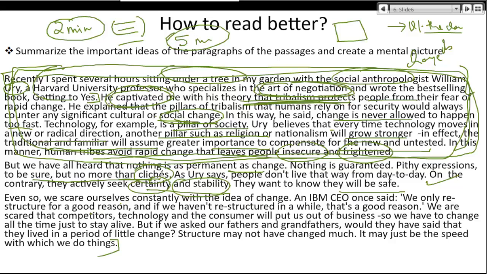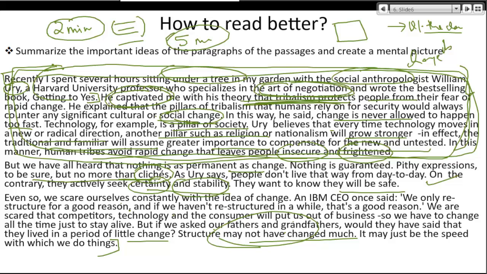Even so, we scare ourselves constantly with the idea of change. An IBM CEO once said, we only restructure for a good reason, and if we haven't restructured in a while, that's a good reason. We are scared that competitors, technology, and the consumer will put us out of business. But if we asked our forefathers and grandfathers, would they have said that they lived in a period of little change? Structure may not have changed much. It may be the speed with which we do things that has changed. Again, he's repeating the same thing. So change is not happening, it is just blown out of proportion.